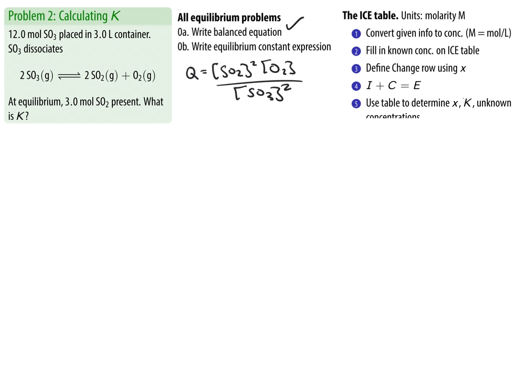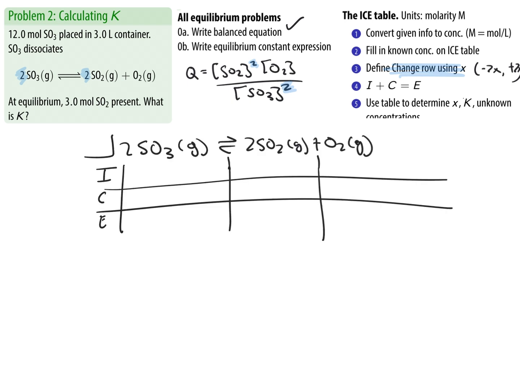Remember, something that people will do is they'll use the coefficients either too much or too little. SO2 has a coefficient of 2 and SO3 has a coefficient of 2. So the places we're going to use those coefficients are when we're defining Q and also in the change row. So in this case, we're going to expect to see a minus 2x and plus 2x there because of the coefficients. We don't use the coefficients any other place, only in the change row of the ice table and in defining the value of Q, or the value of the equilibrium expression.